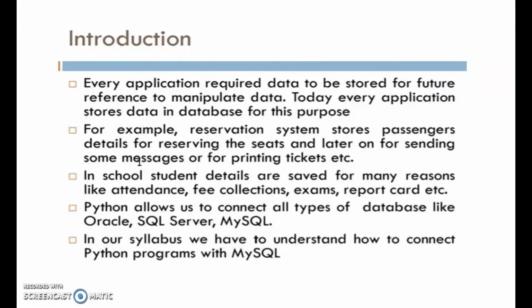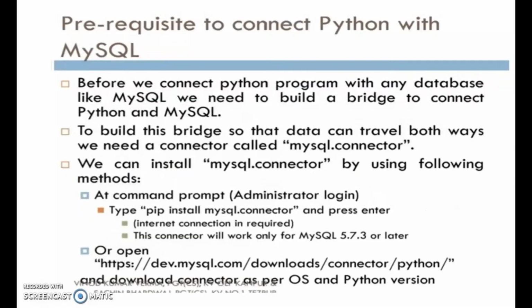Okay, these are the different types of applications used to make databases. So in this syllabus, we have to understand how to connect Python programs with MySQL. Okay, so to connect Python to MySQL, first you need to install the MySQL connector. Before we connect a Python program with any database like MySQL, we need to build a bridge to connect Python and MySQL. Okay, so by using this bridge, you can travel both ways.